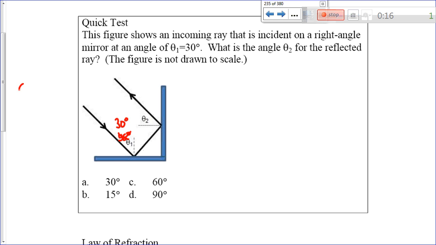The law of reflection just says that the incident angle equals the reflected angle. That's true for particles and for light. But this is not drawn to scale.